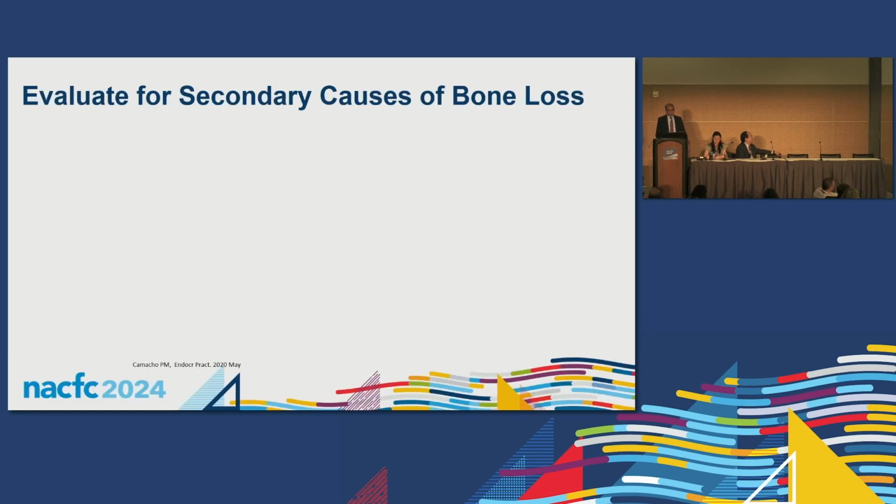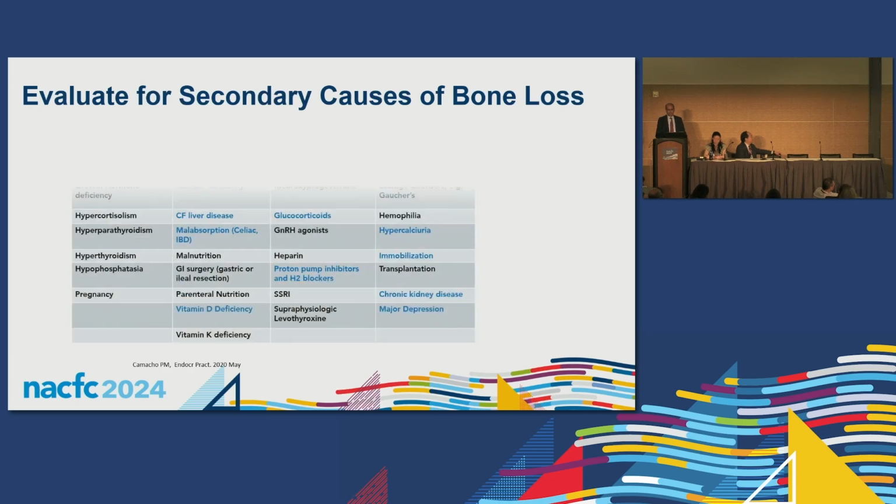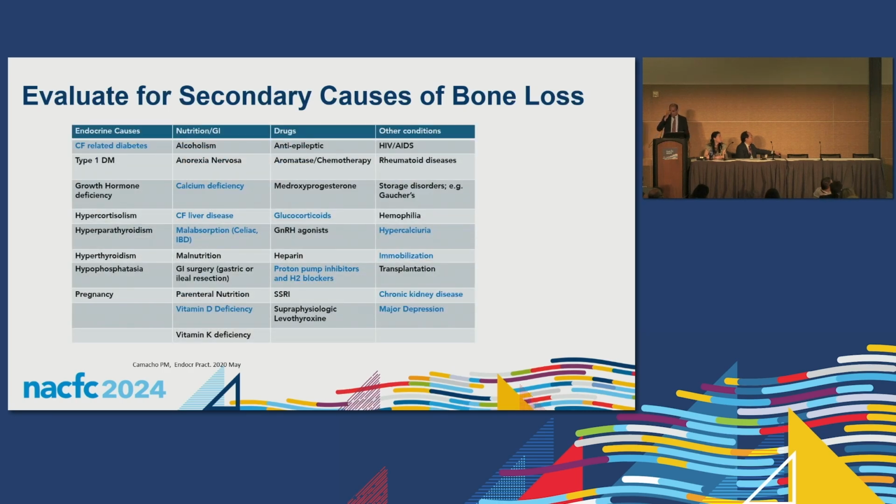Again, just like I said, with the multifactorial cause, it's also important to understand the secondary causes of bone loss. These secondary causes are applicable to all different types of osteoporosis and low bone mass, but the letters in blue are the ones where patients with CF tend to be more afflicted: CF diabetes, for example, calcium deficiency, vitamin D deficiency, CF liver disease, malabsorption, and celiac disease tends to be a little bit more common.